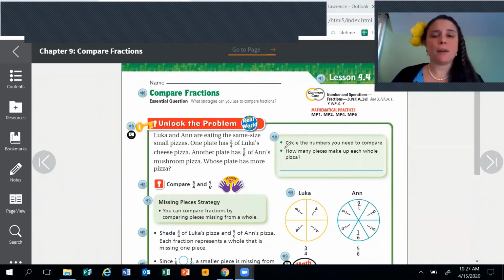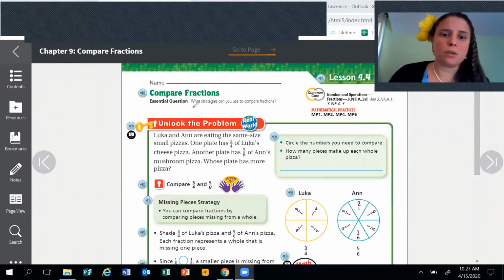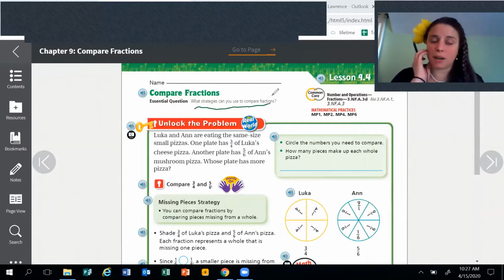No. When it comes to the test, you're going to solve the problem the way you want to solve the problem. I am just giving you information on how to do it in a little different way. So today, I want you to pay attention and figure out this strategy with me. But when it comes to test time or mid-chapter checkpoint time, you don't have to use this strategy if you don't. Okay? So today, we're comparing fractions, and our essential question is, what strategies can you use to compare fractions?